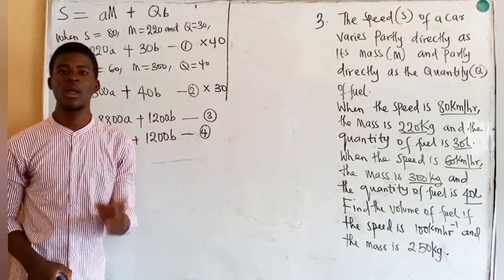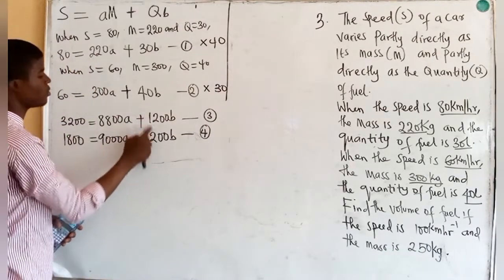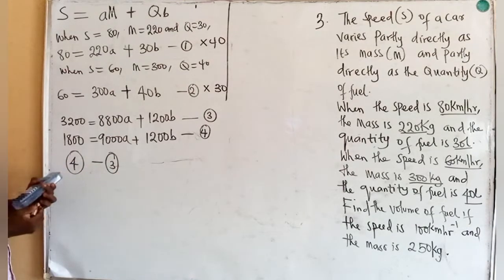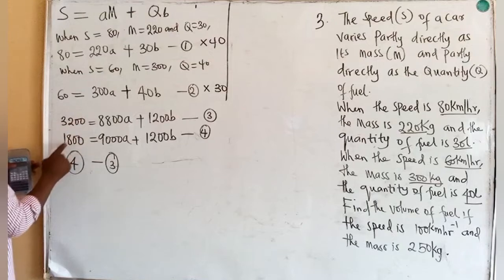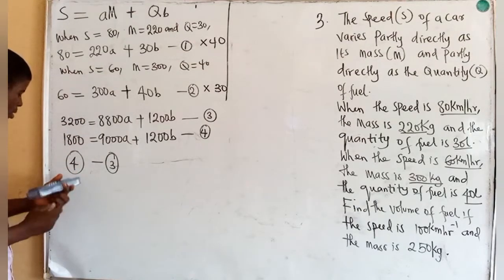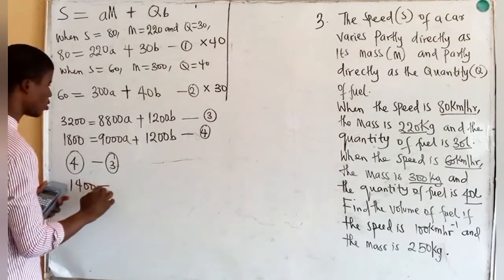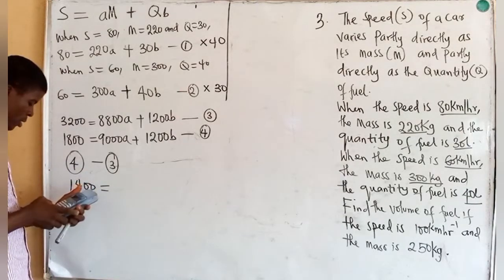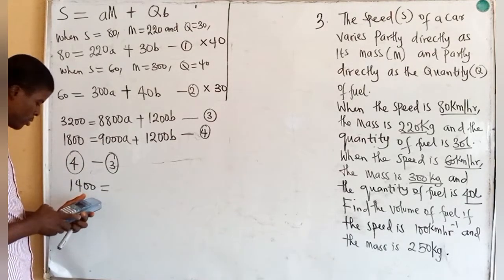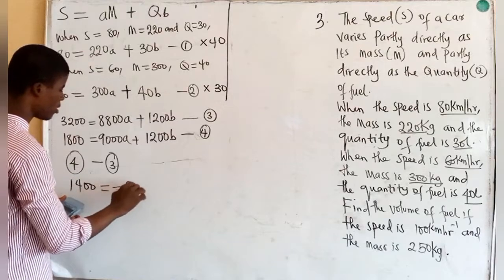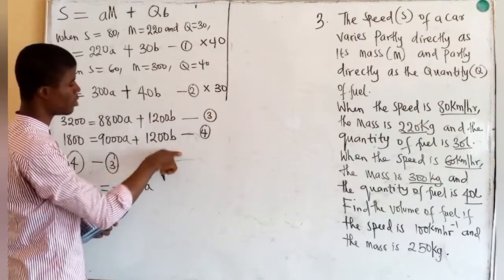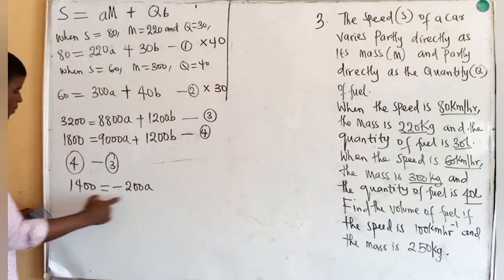So from here we cannot proceed. Now the coefficients of B are the same, so I will subtract equation 4 minus equation 3. This is what we have: 3200 minus 1800, that's 1400, is equal to 8800 minus 9000, that's minus 200A. Then 1200B minus 1200B cancels out.